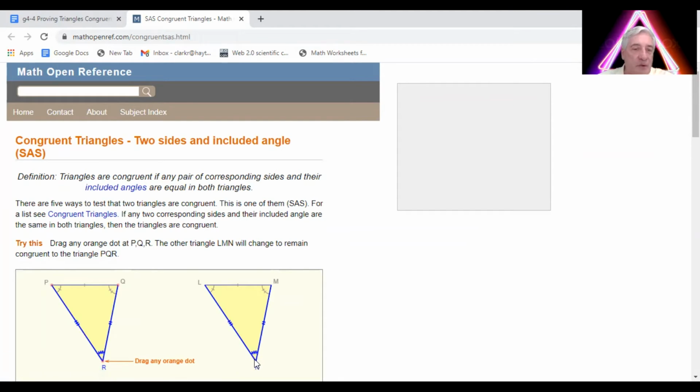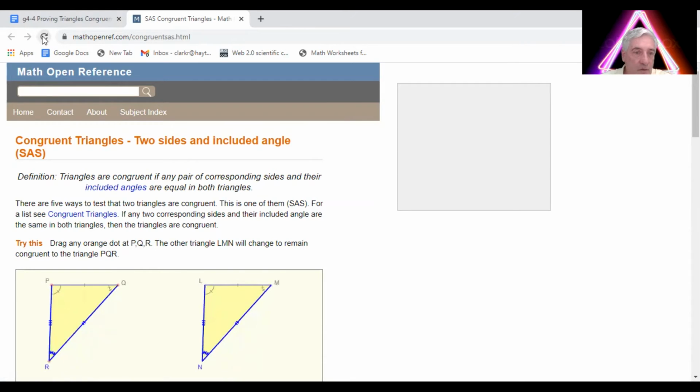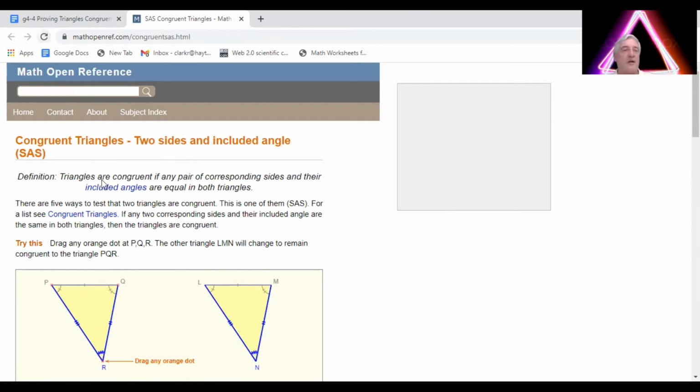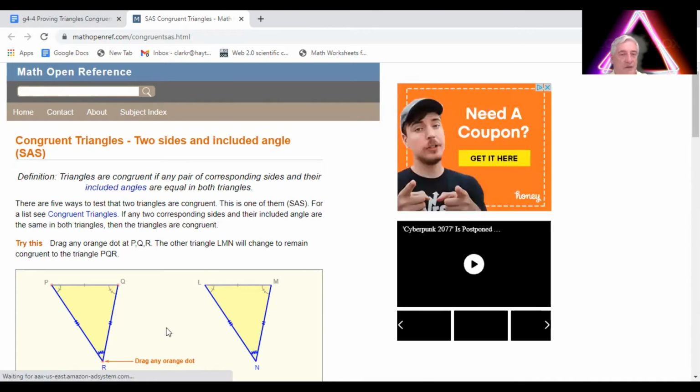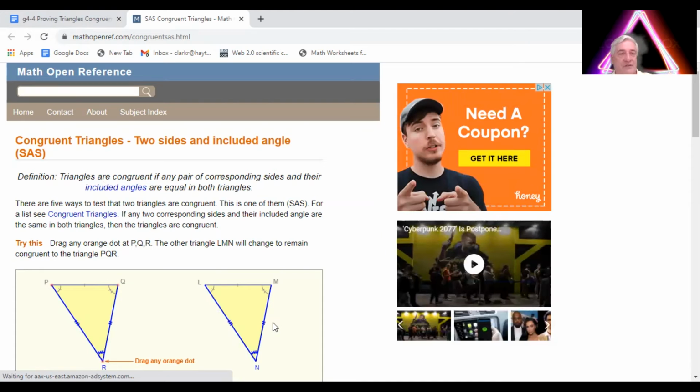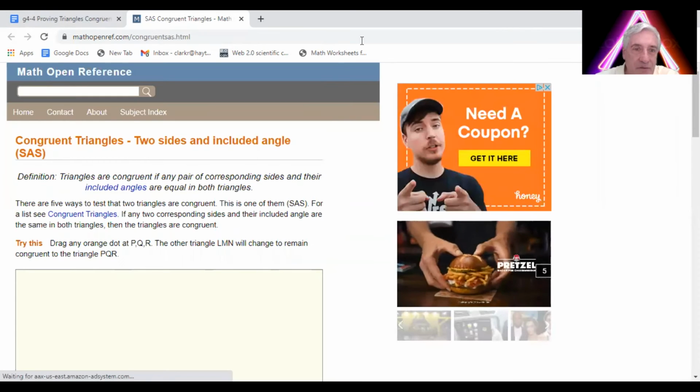Now, if I move this around, are they still going to be congruent? If I keep moving them around, it doesn't matter where I move them, as long as I've got a side with a side, an angle with an angle, and a side with a side, that is an angle with two included sides, SAS, it didn't matter.